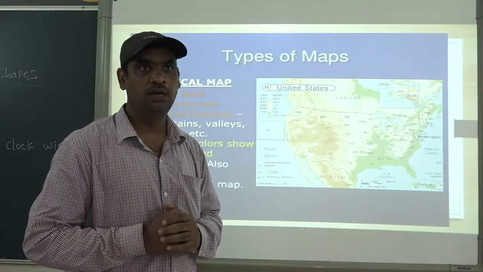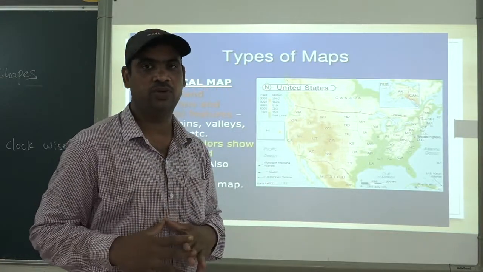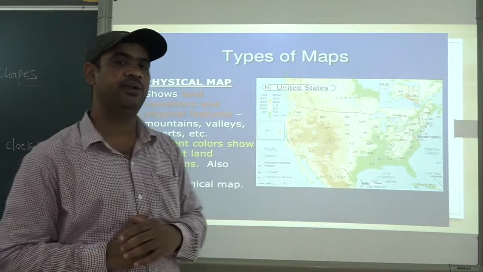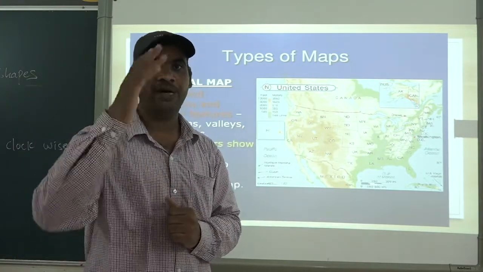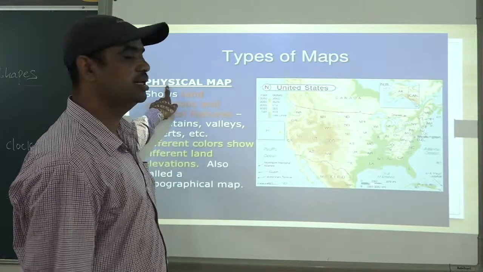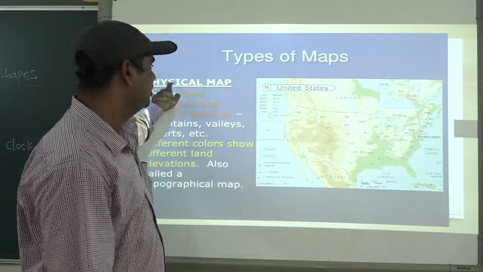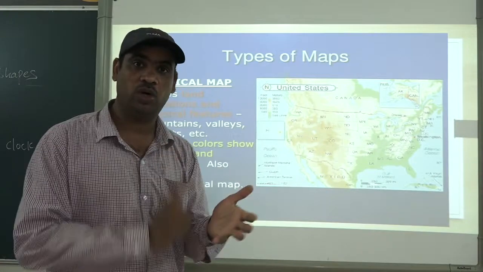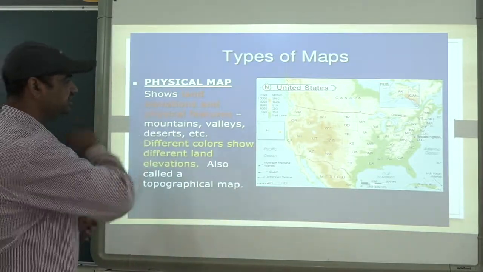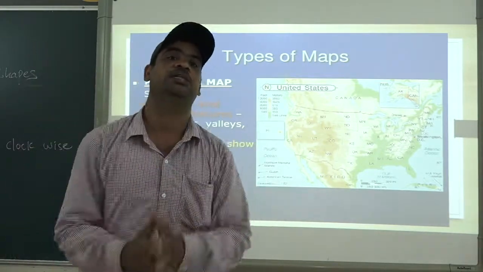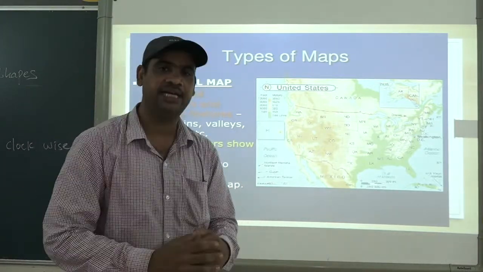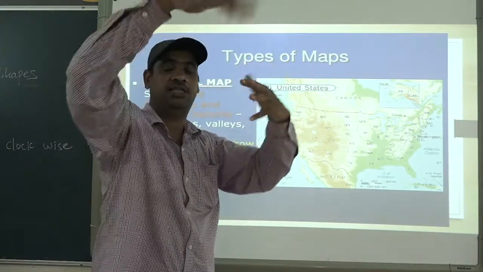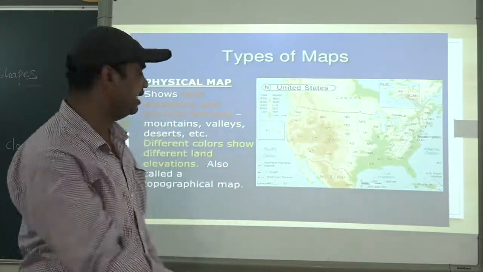For example, mountains. Like if you go to the map of India, you will find the Himalayan ranges. If you are showing the Himalayan mountains, it can be a physical map. What is shown on a physical map? Elevation is shown. Elevation means height of the places. Different places have different height. Some places have less height, other places have medium height, other places have more height. So these can be shown.